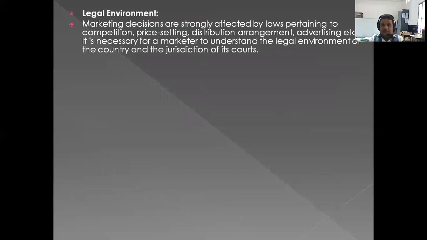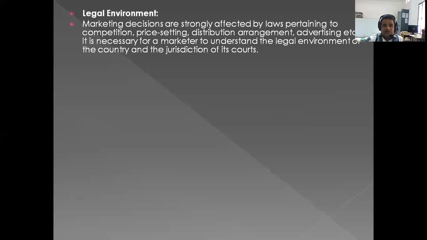Legal environment. Marketing decisions are strongly affected by the laws pertaining to competition. The Competition Commission of India is a regulatory body. There are some laws relating to competition. Price setting: the Monopolies and Restrictive Trade Practices Act, MRTP Act. Distribution arrangement: you should make sure your distributors are adhering to the legal standards that are there in the country. Advertising: your advertising should be legal, your advertising should be ethical.